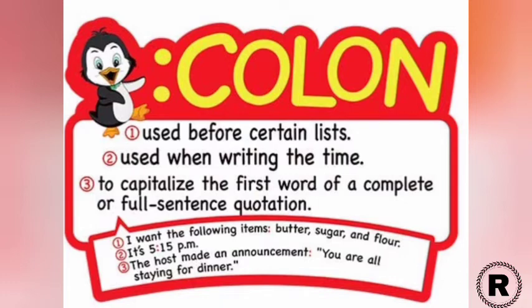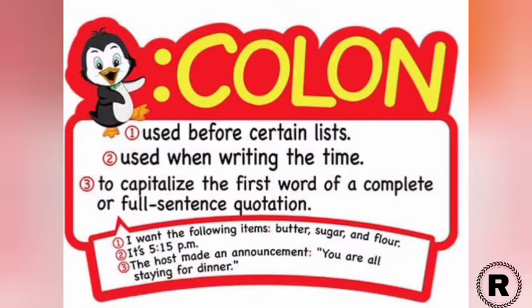Next is the use of the colon. How do we use the colon? First one, this colon sign is used before certain lists. When we have to write a number of things, when we have to write a list, then mostly at the first place we use this colon. For example, I want the following items: butter, sugar, flour. So all these things we can write, and for this we use the colon sign. Second use, this colon is used when writing the time.